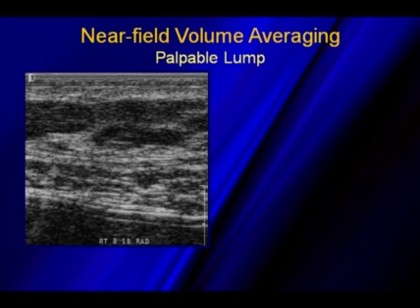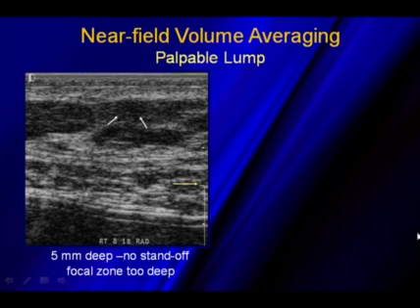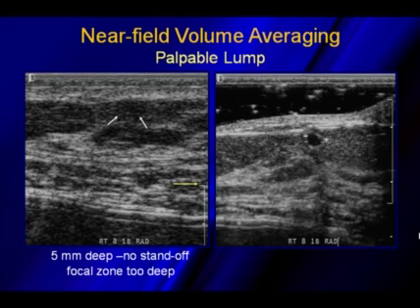Looking at the near field volume averaging, this is a patient that presented with a palpable abnormality. Now you're like, where is there even anything palpable? But several things wrong with this image. You can see this is kind of the area that the patient was feeling the lump. This is 1 centimeter right across here. So we're scanning something within the first 5 millimeters. And the other thing, remember when I first talked about focal zones? Somebody forgot to move their focal zones up to optimize this image. So once we use a standoff pad of gel, we move our focal zones up. You can see that we actually have a small cancer sitting right here underneath the skin that could not really even be seen here without optimizing our image.